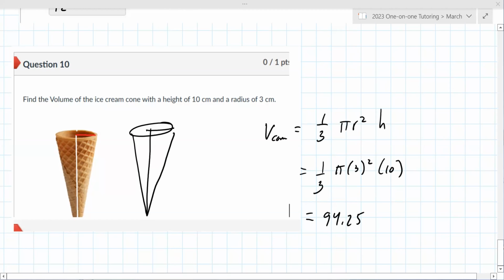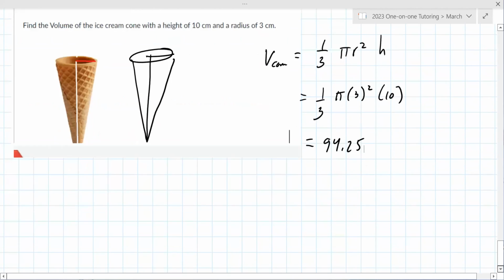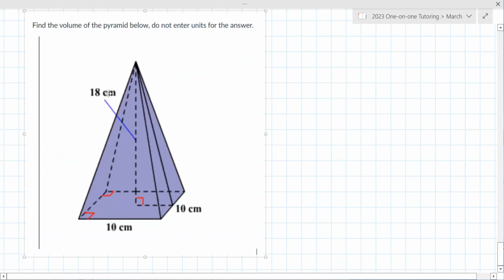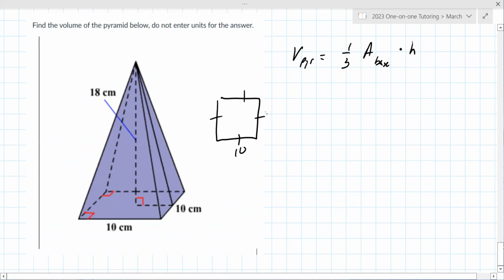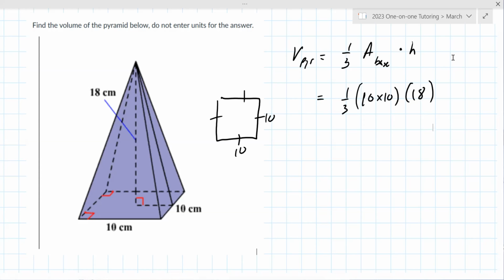Next one here, number 11. Volume of the pyramid. The volume of a pyramid is 1/3 the area of the base times the height. The base is a square, 10 and 10. So the area of the base is 100, 10 times 10. The height is given as 18. Go ahead and calculate that for us, please. Okay, I got 600. Yes. Very good.